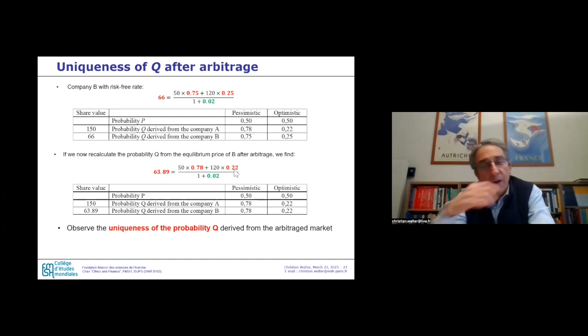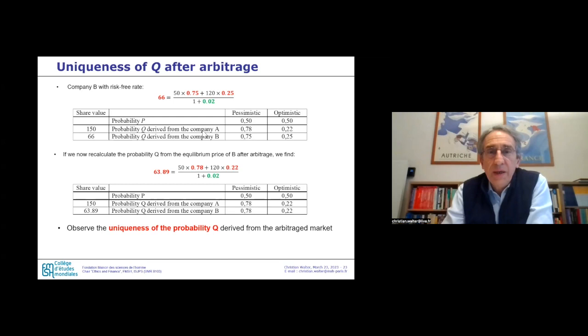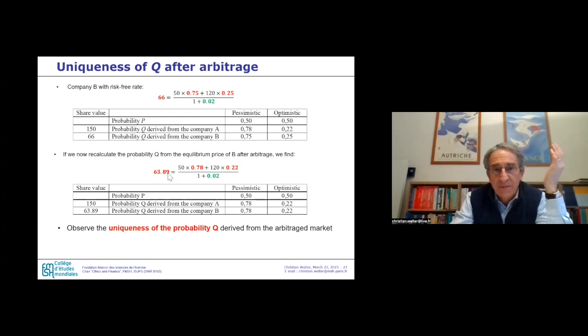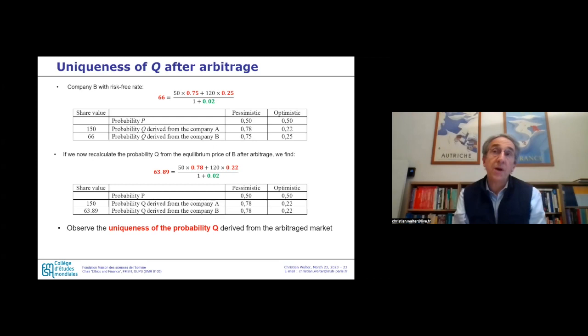If you calculate probability Q with company A, you will find in this case 78 and 22, and for company B, you will find 75 and 25. That means that before the arbitrage, there are two risk neutral probabilities Q. But after arbitrage, you will find that only one probability Q appears, 78, 22. That means that once the market is arbitraged, the probability Q becomes unique. And this is the uniqueness of the probability Q in an arbitrage market.